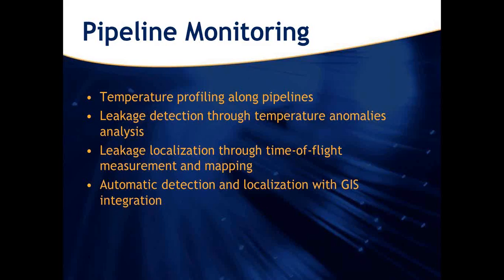Let's start with a little introduction on leak detection. Pipeline leak detection is based on monitoring the temperature profile along the pipe itself. And leak detection is performed through temperature anomaly detection and analysis. So leak detection is also localized through the time of flight, and therefore it allows mapping and exact localization of the leak itself. It is also possible to connect the location of a leak with a geographic information system so that the exact location can be displayed on a map.